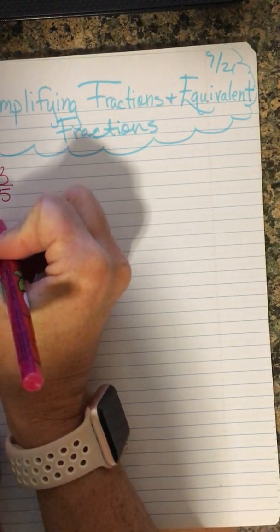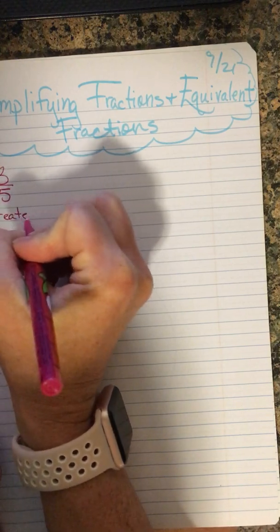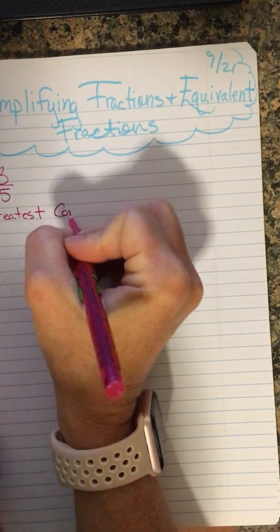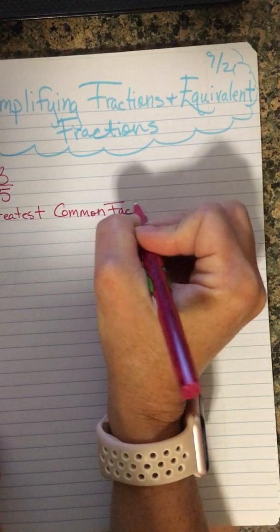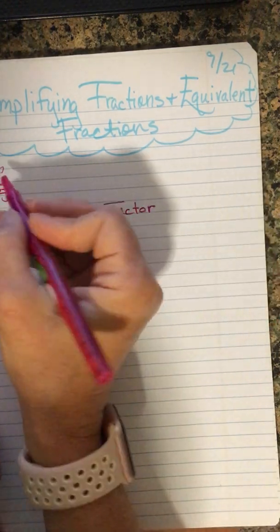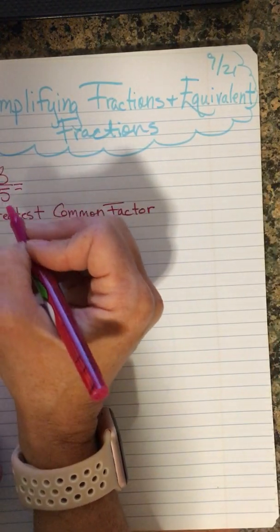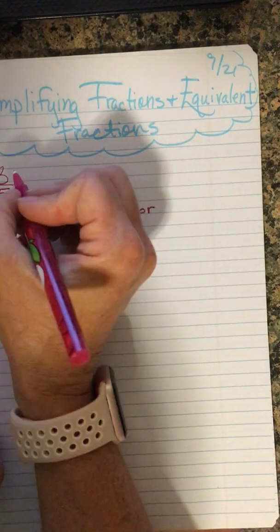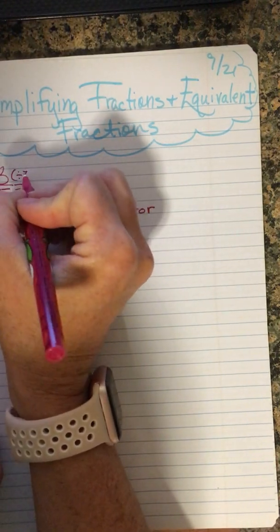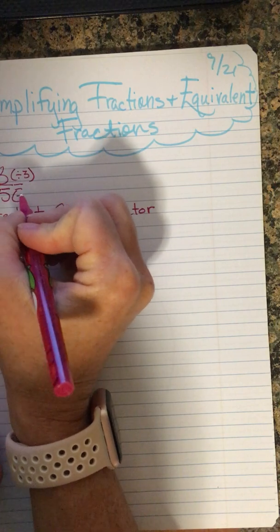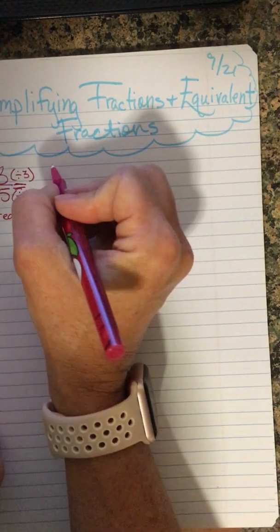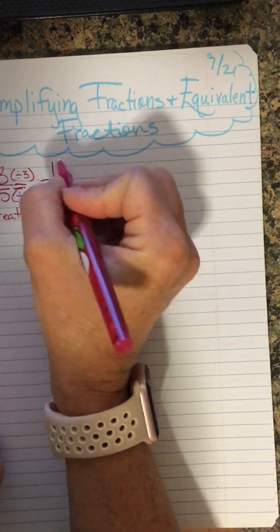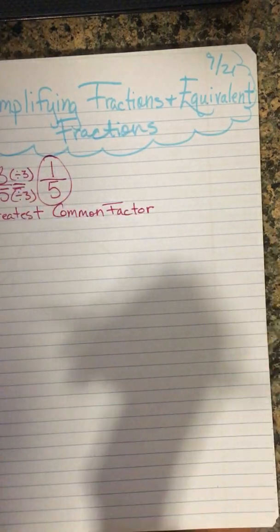You want the greatest common factor when you're simplifying. The greatest common factor for 3 and 15 is 3. The only number that they have in common is 3, so therefore it's the greatest common factor, and I can divide 3 and 15 both by 3 and reduce it to 1/5. Now this is in lowest terms.